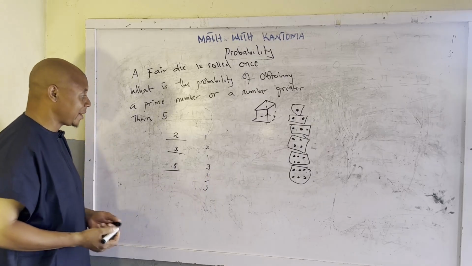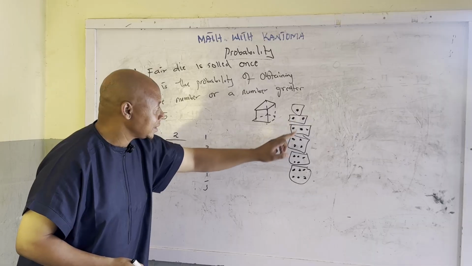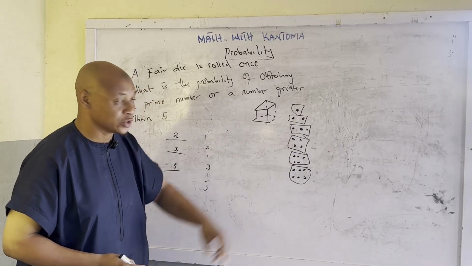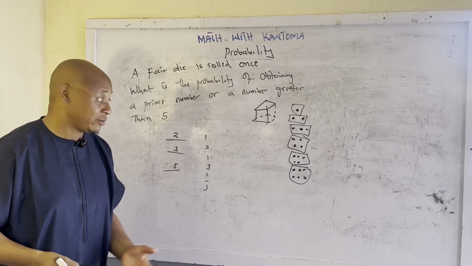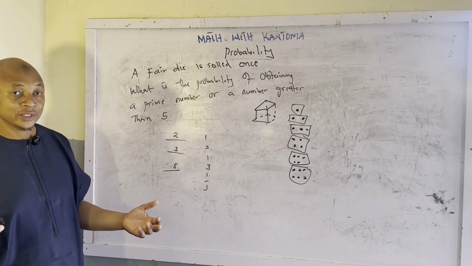So what other prime numbers do we have within this range? It's either 2, 3, 5. 6 is not a prime number, 4 is not a prime number, right? 2 can divide 4, 1 can divide 4, 4 can divide 4. So it has 3 factors here.